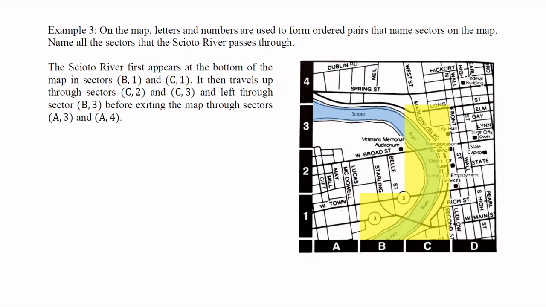Then it crosses the map, going back through sectors B3 and then A3 and A4. Barely in A4, but there is part of the river in A4, so it has to be included. And so that is how you can use coordinates to describe where things are located or where things extend on a map.